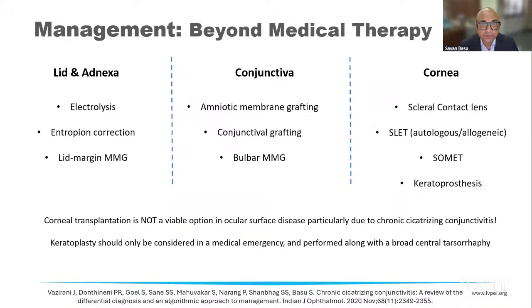You must remember, for all those of you who are watching, that corneal transplantation or keratoplasty is not a viable option in reconstruction in ocular surface disease, particularly corneal blindness because of chronic cicatrizing conjunctivitis. Keratoplasty should only be considered if it's an emergency to save the eye, and should always be performed with a broad central tarsorrhaphy, essentially to prevent the graft from melting.